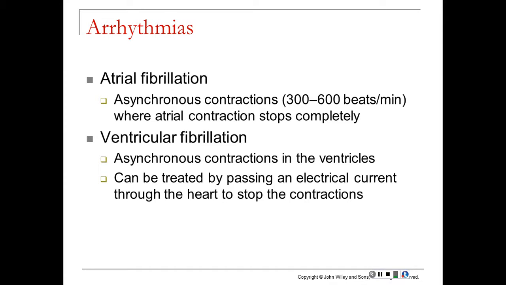There's also atrial fibrillation. That would be an asynchronous contraction of 300 to 600 beats per minute. The atrial contraction stops completely and then starts back up again. There's also ventricular fibrillation, which is asynchronous contractions within the ventricles. This can be treated by passing electrical current through the heart to stop those contractions. So these are the types of maladies that would require someone to use a defibrillator, hence the defibrillator being used to block an atrial fibrillation or ventricular fibrillation.